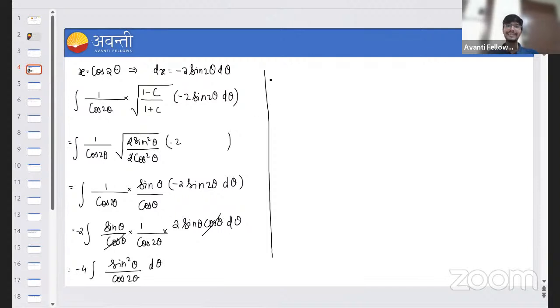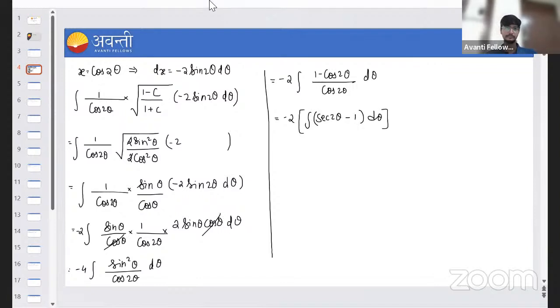Now, minus 4 integration, what is sin square theta? It is (1 minus cos 2 theta) upon 2, and the 2 and 4 will get cancelled and I'll get minus 2 upon cos 2 theta d theta. Correct? Now we can split this. So I'll get minus 2 integration of (sec 2 theta minus 1) d theta. Correct?